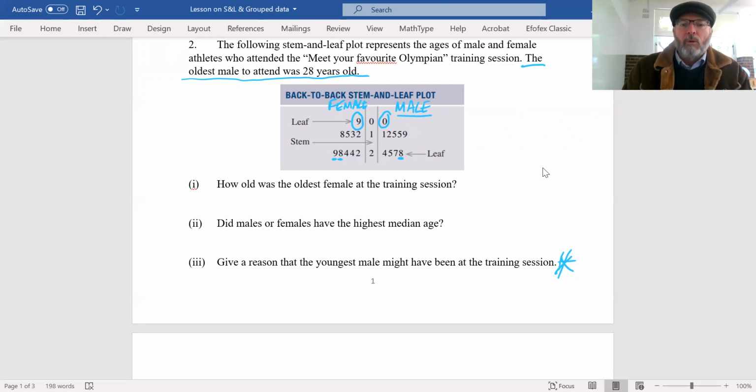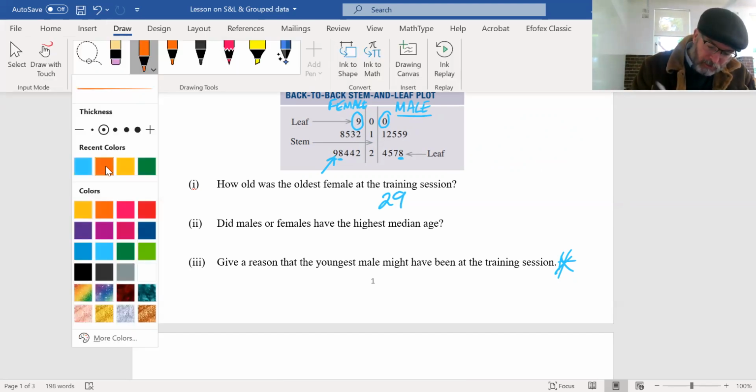How old was the oldest female at the training session? 29. That's that one there. So 9, but it means 29. Did males or females have the highest median age? Well, I'm going to cross out and find out what the median age for the males was. I'll just get a different coloured pen to do that.